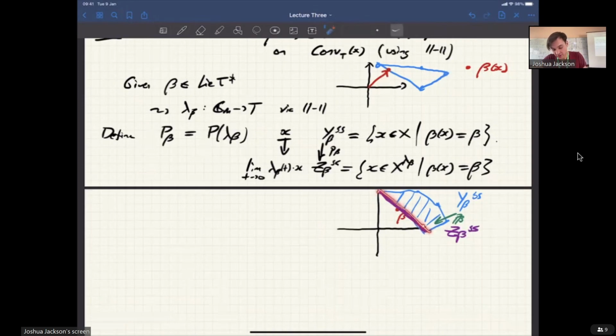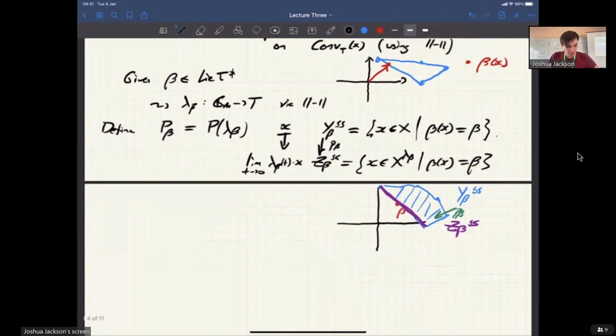When I draw this picture, what I'm saying is, if I had a point that had this convex thing as its weight polytope in the dual of the Lie algebra, that would be in Y beta SS. And if I had something whose weights gave me the purple one with my convex hull, then that would be in Z beta SS. So it's not literally true that this is Y beta SS. I'm saying this is what the weights of something that is in Y beta SS would look like. Right. Okay. Thanks for that. Sorry, that was probably unclear.